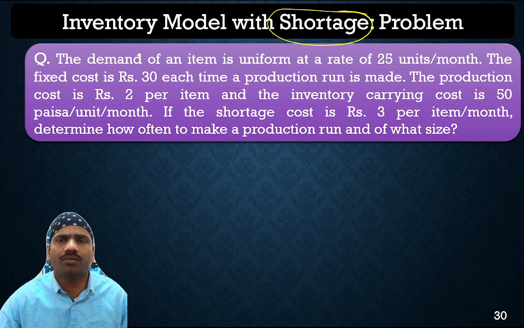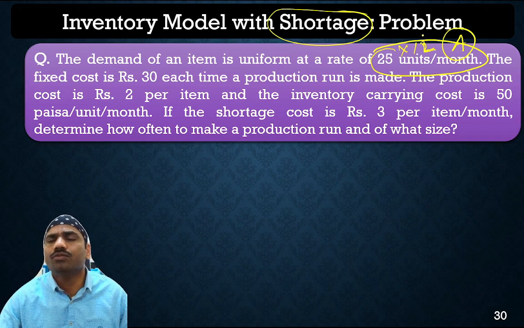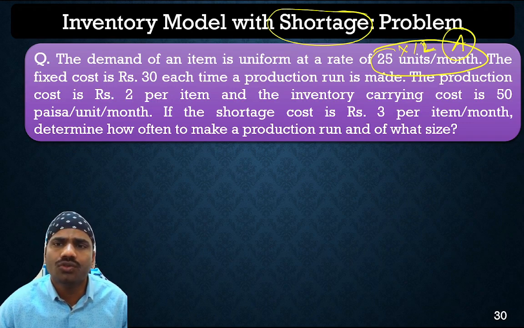In this particular problem, there is a demand of an item, and that demand is 25 units per month. If you multiply by 12, you get the annual demand. So this will give you the annual demand A, which is 300.